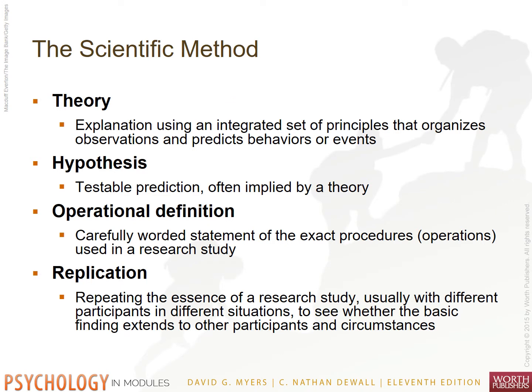So the various elements that compose the scientific method are theory, hypothesis, operational definition, and replication. Let's start with theory. Theory is an overarching principle based on observation. So it's a general idea that we can then test later on, hopefully.